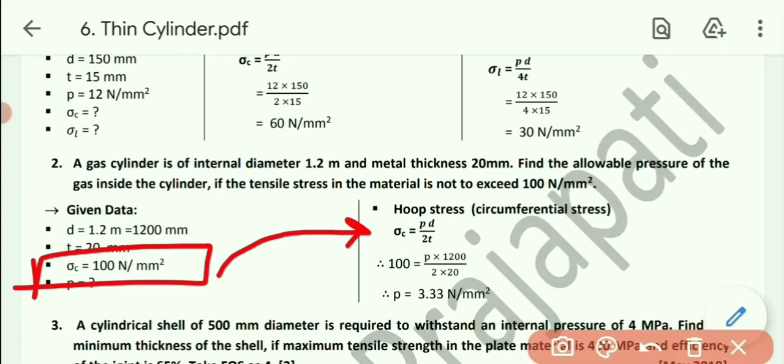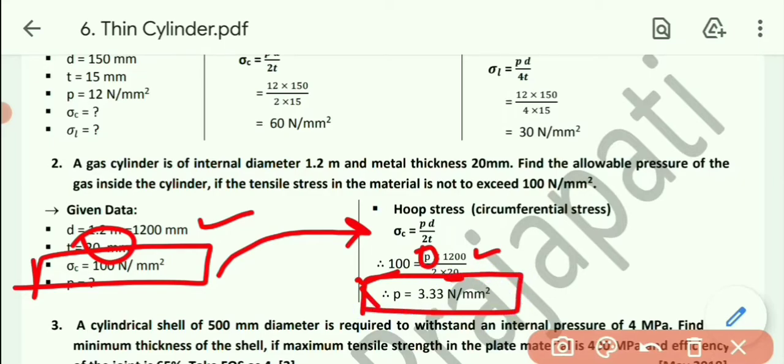Sigma c equals PD by twice T. Now let's put down the value of sigma c, that is 100. P stands for the unknown parameter. Now diameter is 1200, so let's put down the value 1200, divided by twice the thickness, which stands for 20 mm. Now simplifying this term, we will get the answer P equals 3.33 Newton per mm square.